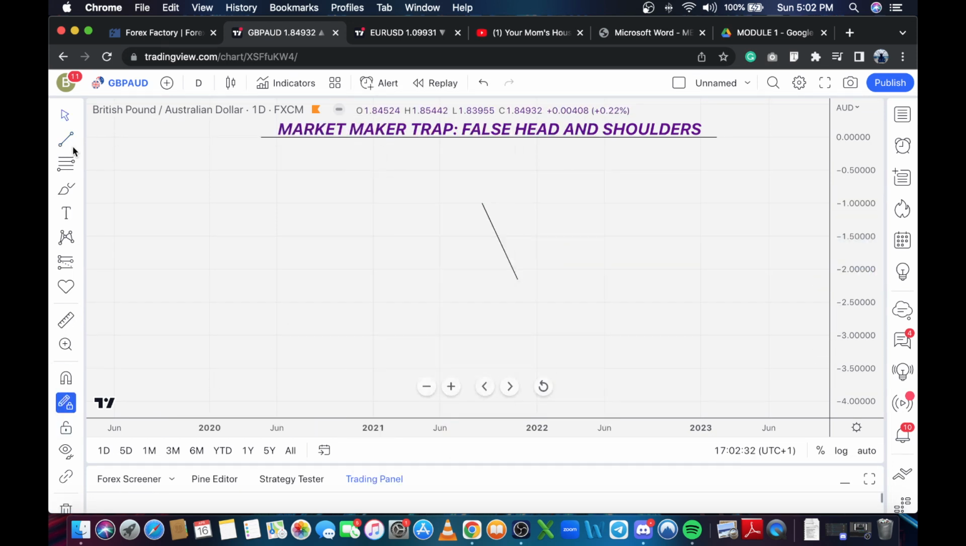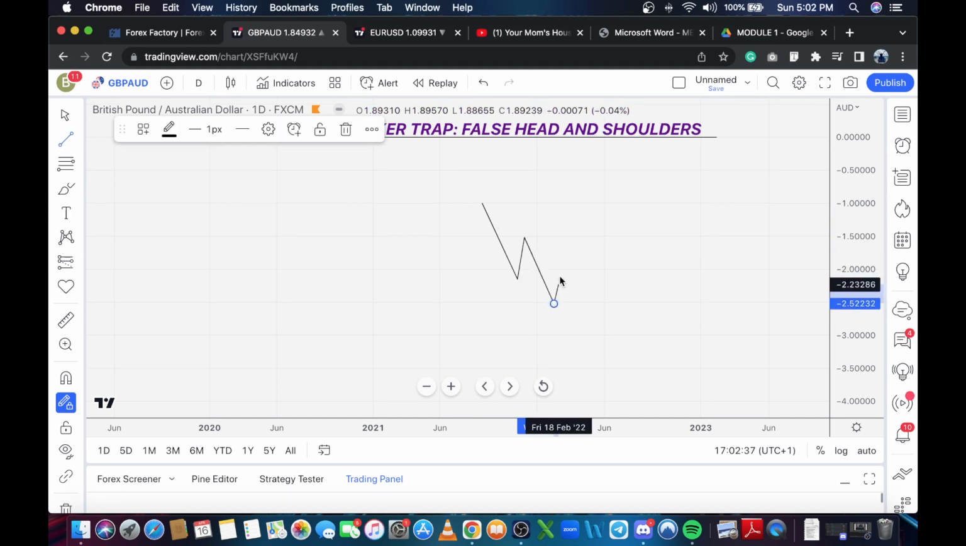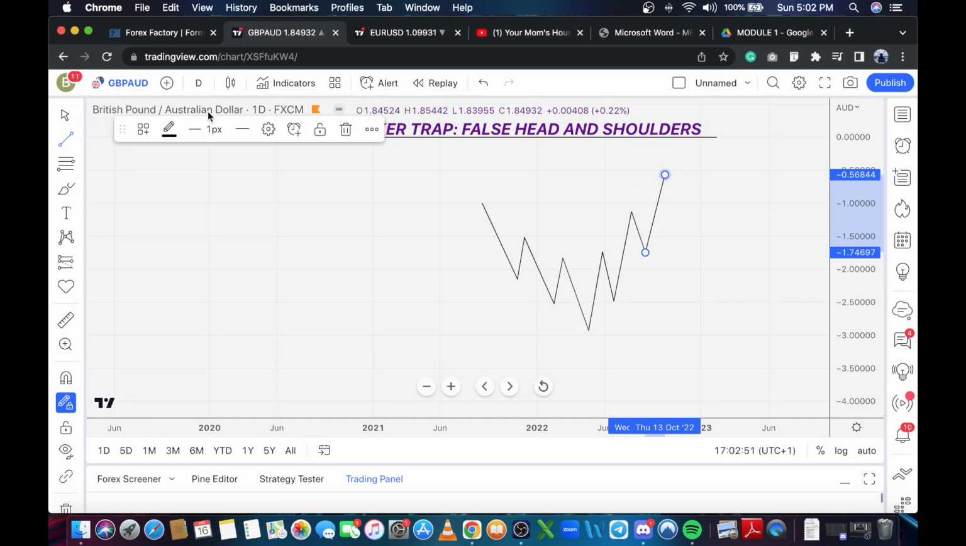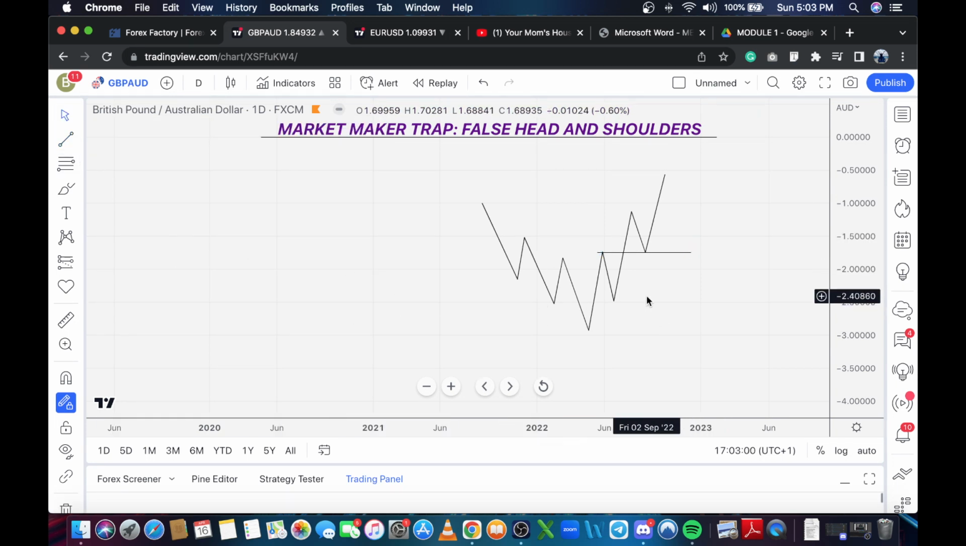Lower lows, lower highs, makes a lower low, makes a slightly higher high, and then starts the expansion. And this is the neckline here. Left shoulder, head, right shoulder, it's inverted.